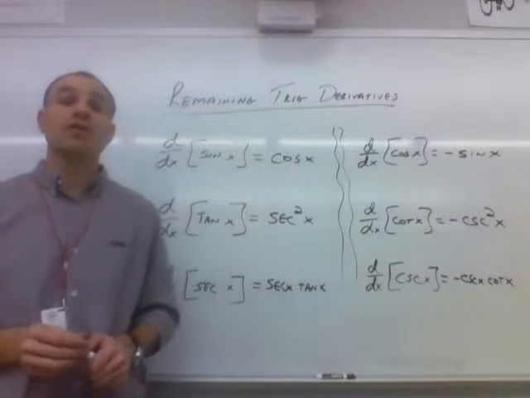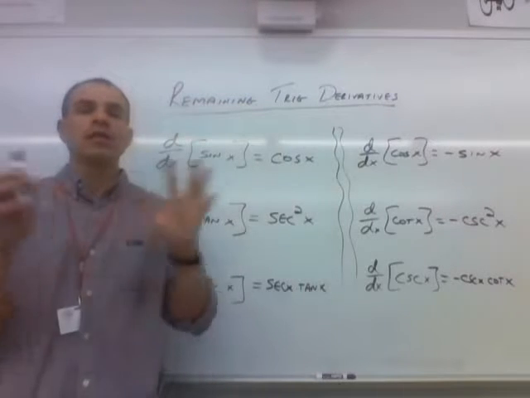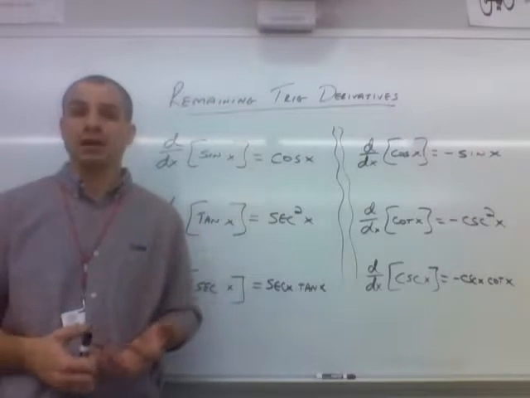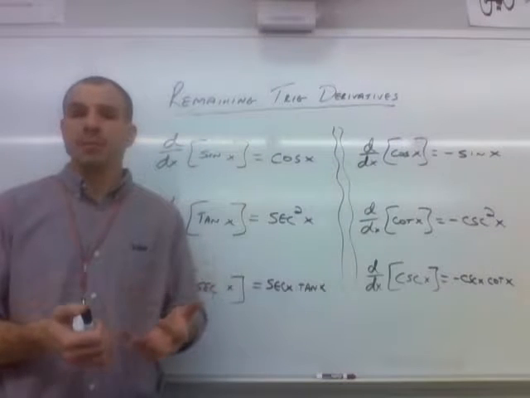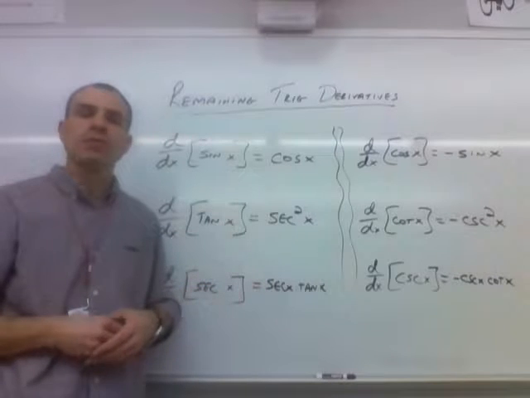So those are your 6 trig derivatives. You want to be responsible for all 6 of them. You don't need to know how they were found. You just need to know what they are, and you need to be able to use them. If you discover how they're found, I think that helps out, especially with giving you quotient rule practice.